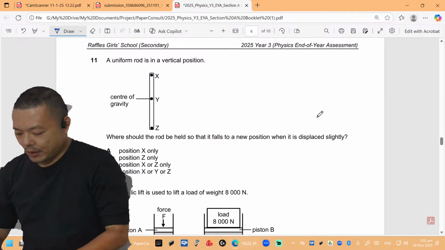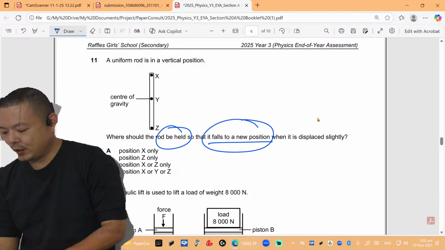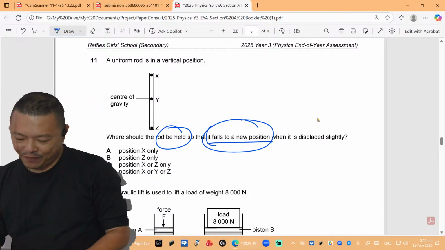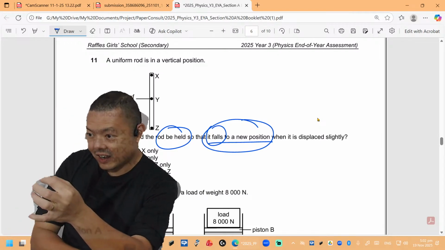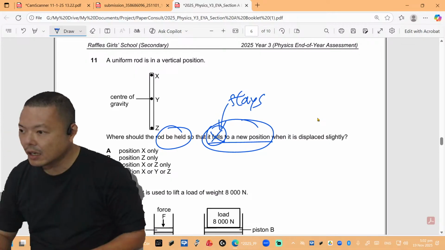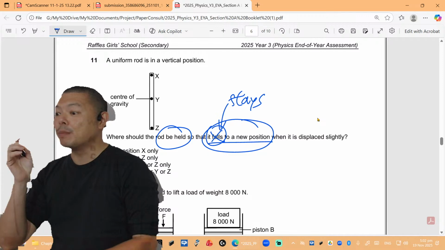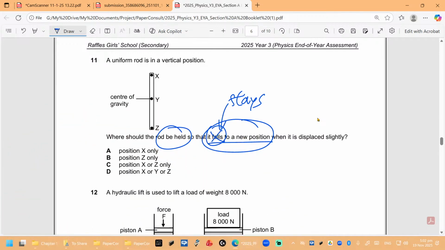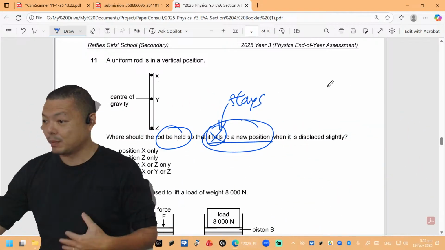Okay, so there you go. So if you want to hold it so that it falls to a new position, you see, these people are being annoying. They use the word fall, you know. Does it look like it was falling? It's not falling, it stays. They should have used the word stay. But obviously the teacher is trying to be funny, trying to see whether the students can understand or not. So sometimes I can detect whether the teacher is being annoying.